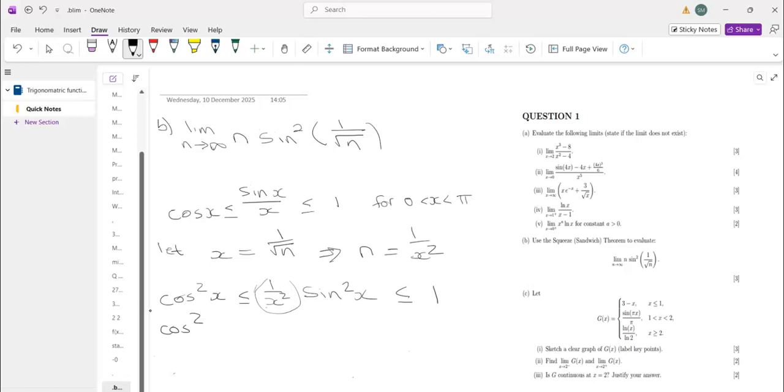Cos squared of 1 over the square root of n is less than or equal to n sine squared of 1 over the square root of n, which is less than or equal to 1, right? As you can see here, we're having this function from that inequality. So now we can use the Squeeze theorem to evaluate the limit.